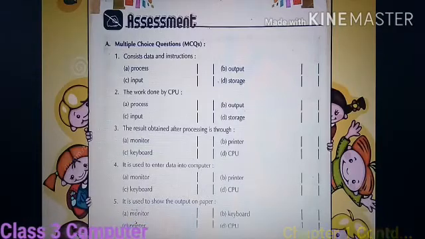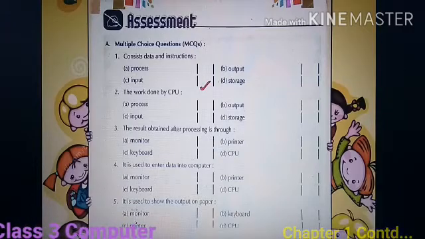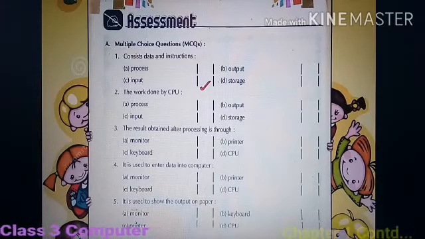You are right. The input consists of data and instruction. The second question is the work done by the CPU. That is the name of the CPU's work. The options are process, output, input and storage. Yes, the answer is process.